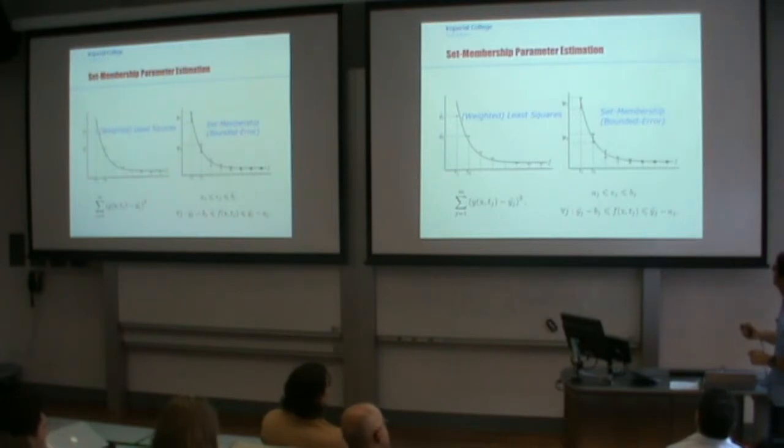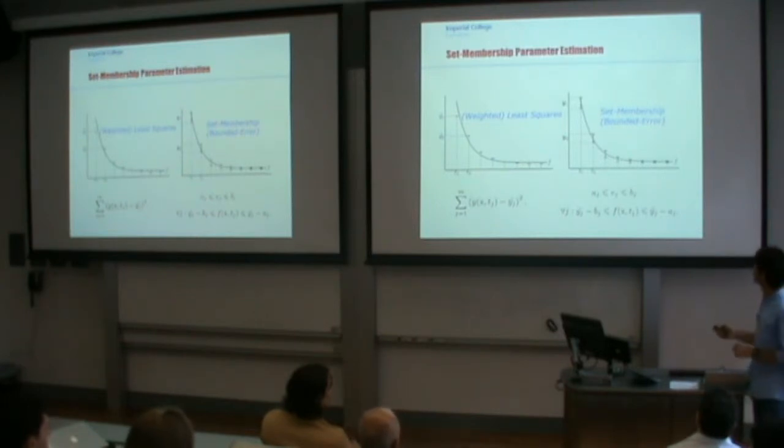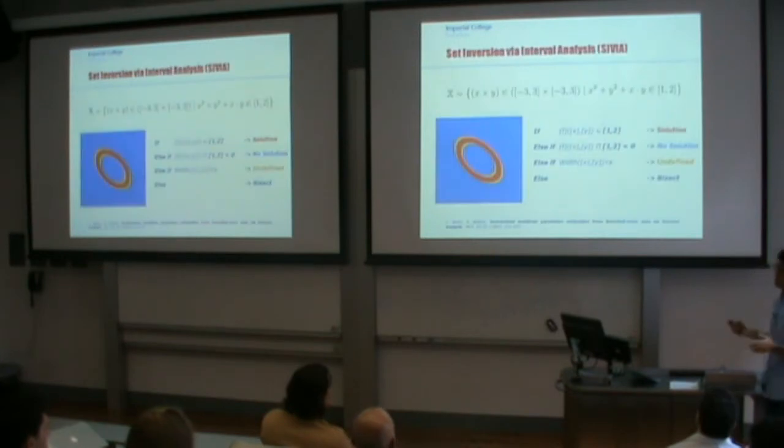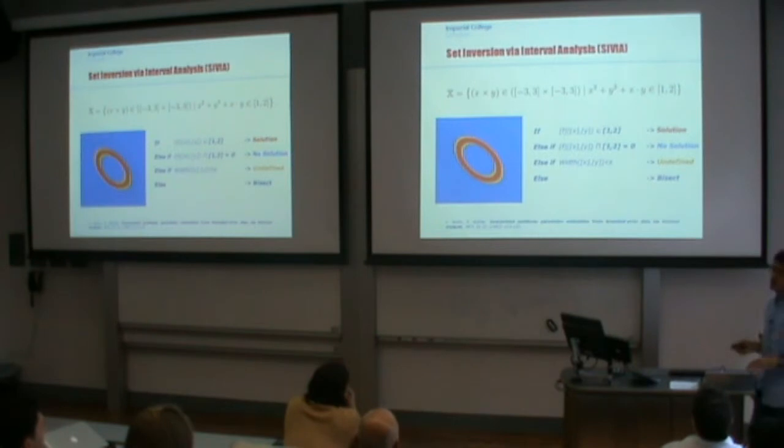So the measurements are encompassed by intervals. And basically we want to find the parameters for model X, in this case, that are consistent with these measurements. So all the models that are crossing these intervals representing the measurements. The concept is quite simple. This problem can be solved by an algorithm called set inversion via interval analysis.